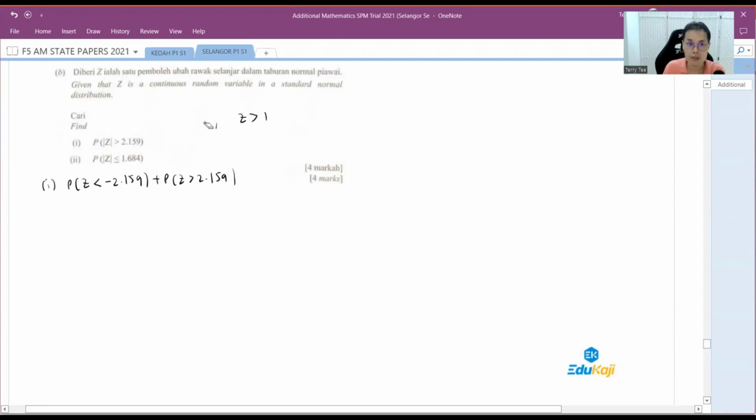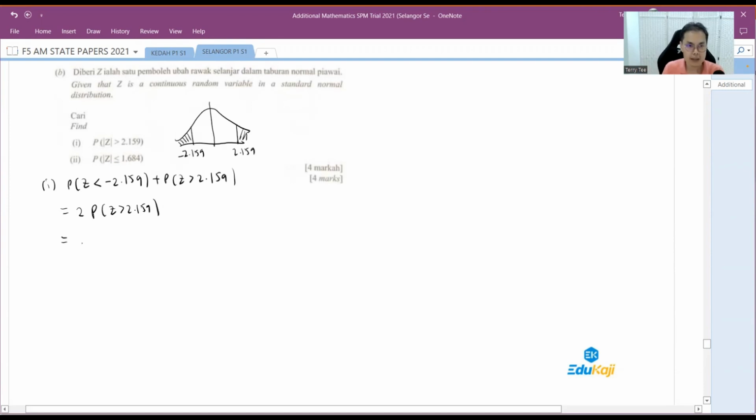Now, if you don't want to write this, it's okay. I can just use the diagram. We know modulus more than is this 2n. That means we are talking about a diagram like this. 2.159. This is negative. This is the left-hand side. This is the right-hand side, 2.159. So it's actually 2 times of z more than 2.159 because they are actually symmetrical. Yeah, they are the same.